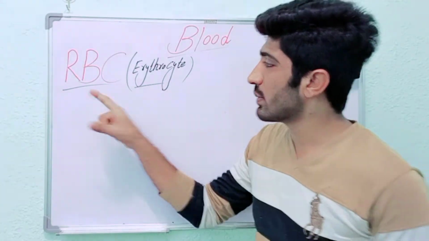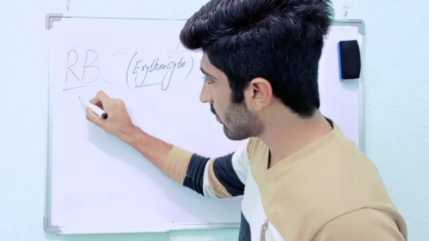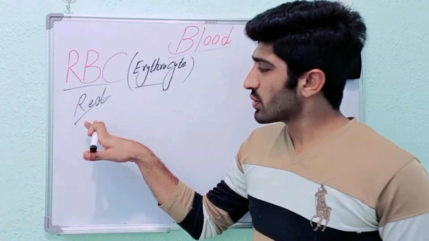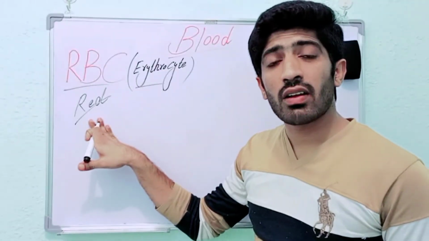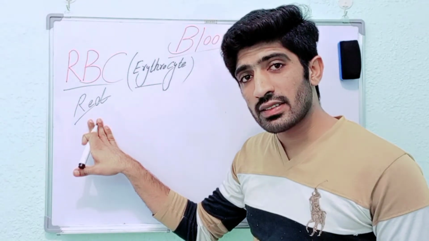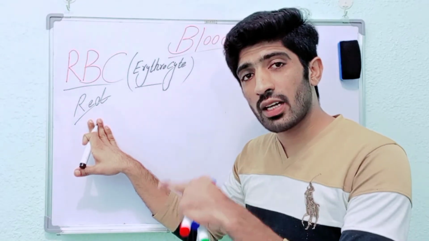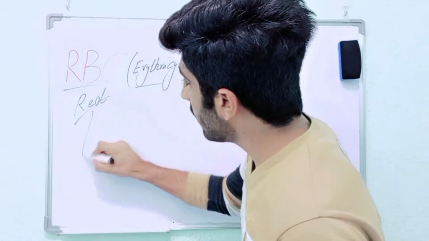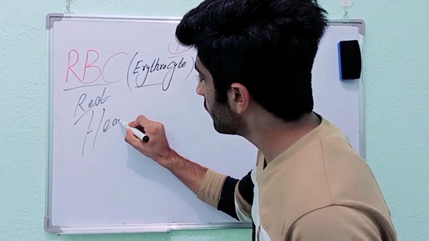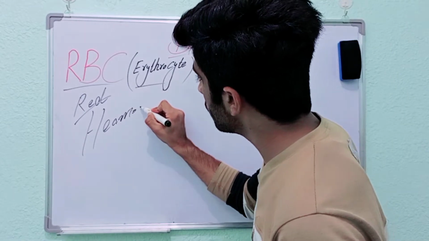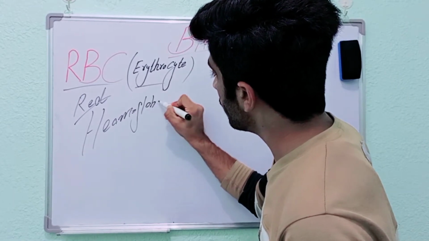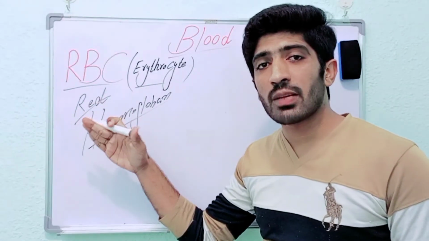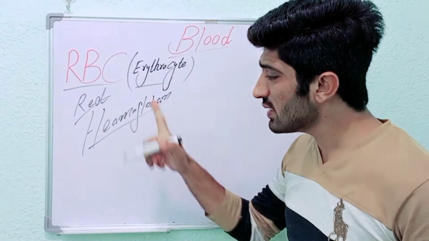Students, the color of RBC is red, because a lot of color pigment is present in the RBCs. So that's why the color of RBC is red. These coloring pigments are called hemoglobin. So due to the presence of hemoglobin in the RBCs, the color of RBC is red. Students, listen carefully.